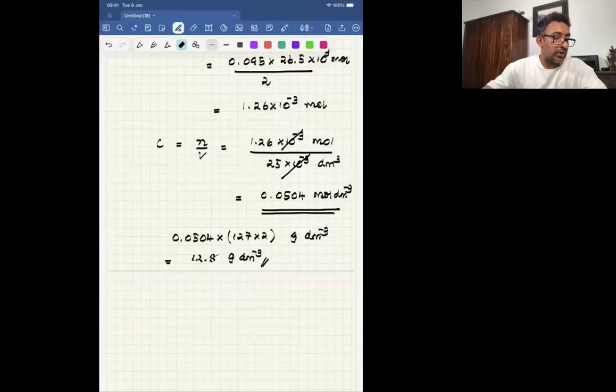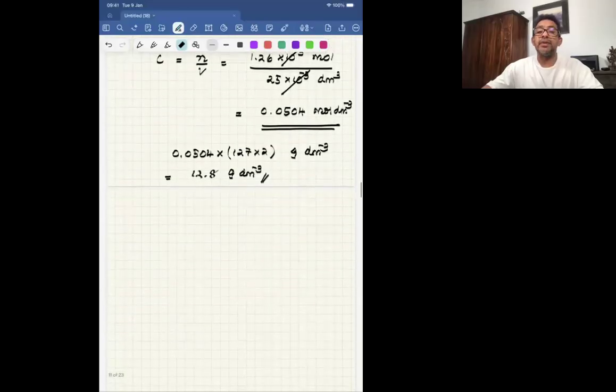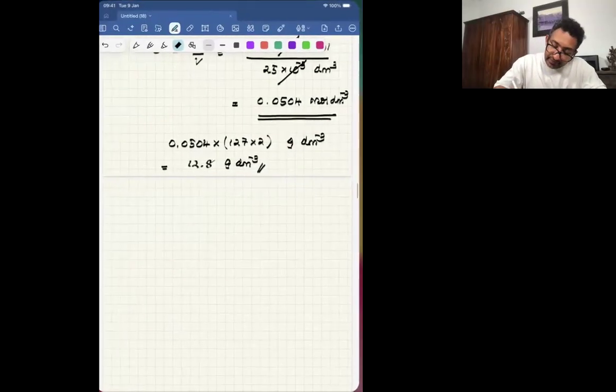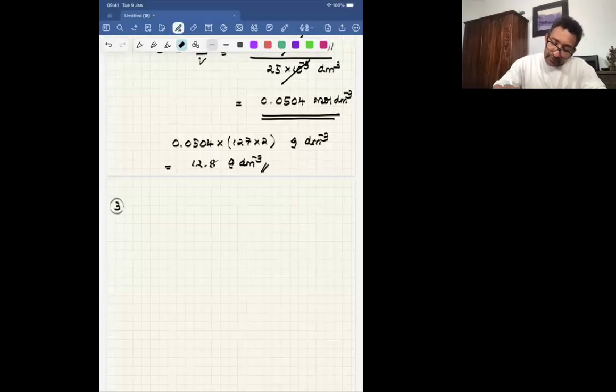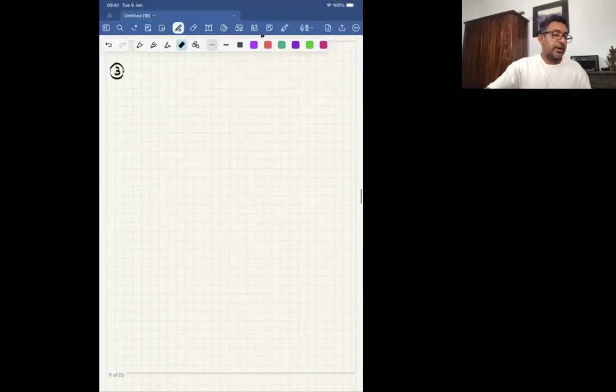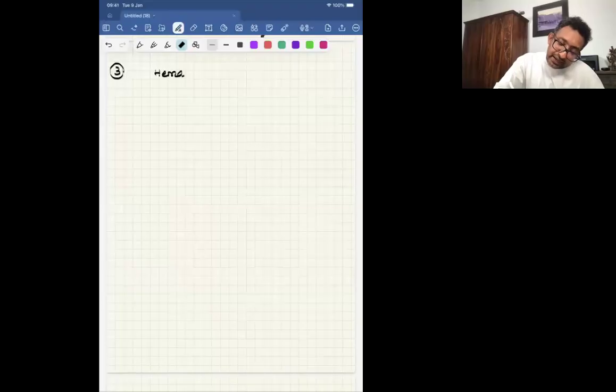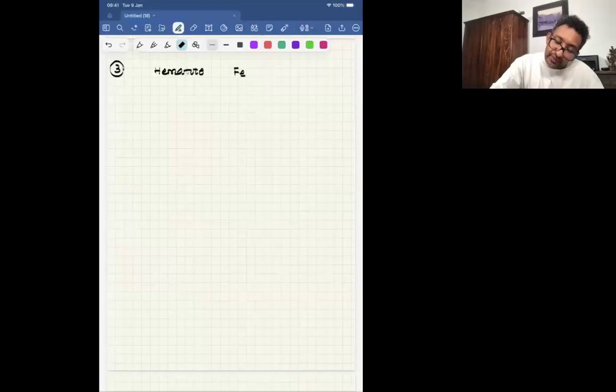Question number 3. Let's see whether we can do question number 3. 2.83 grams of a sample of hematite iron ore. Now we don't know what hematite is. That is why they have given this Fe2O3. The sample is 2.83 grams.